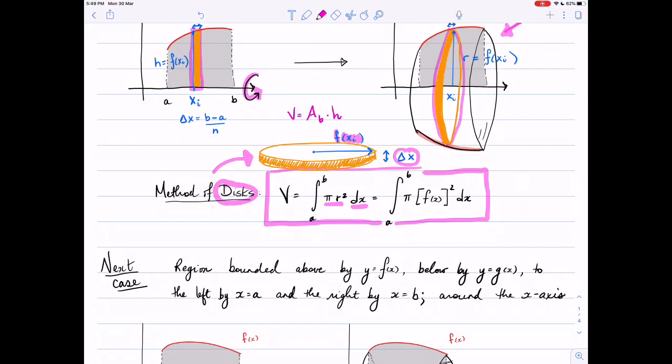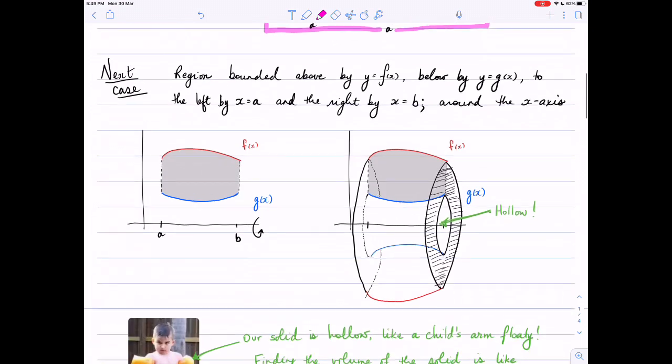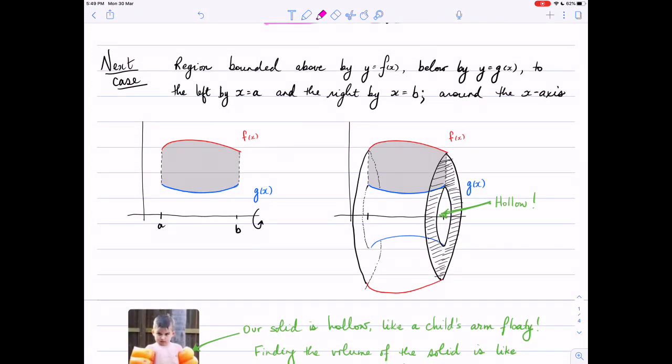So in this video, we're going to go one step further and complicate matters. In our next case, we're going to have a lower bound. Instead of just the area under f of x, we have a region bounded above by a function f of x, but now also bounded below by g of x, and we'll keep x equals a and x equals b as the left and the right, and keep revolving this around the x-axis. So here is our region, and that region is revolved around the x-axis.